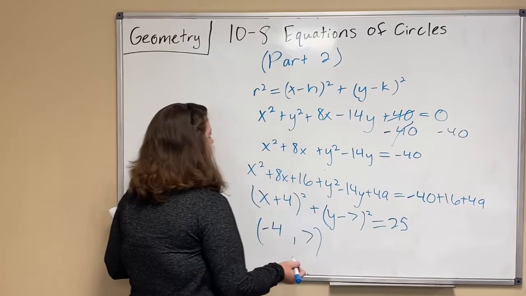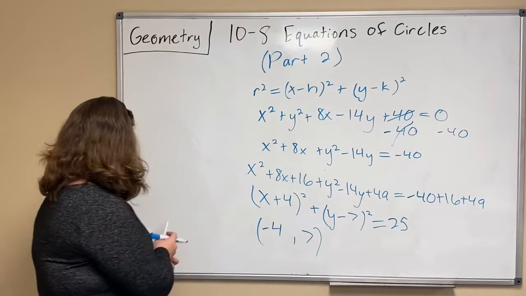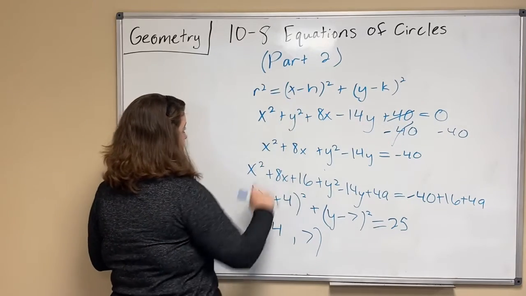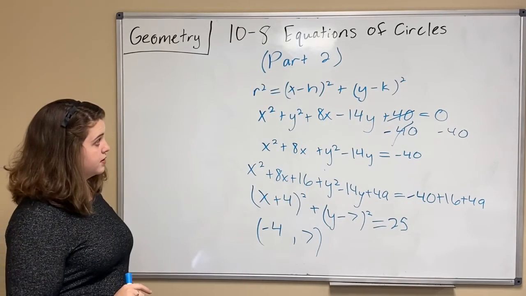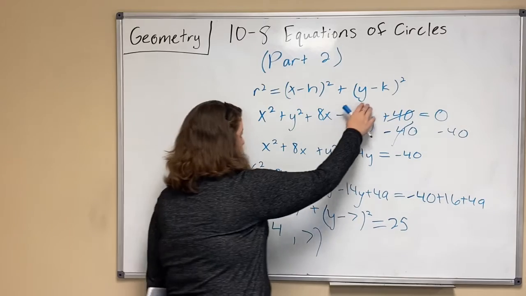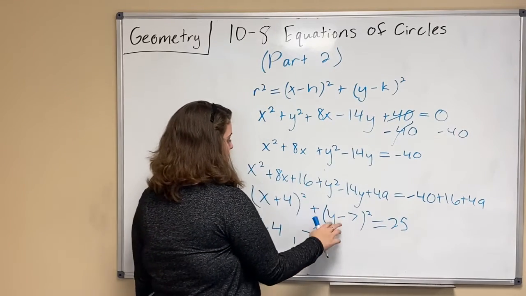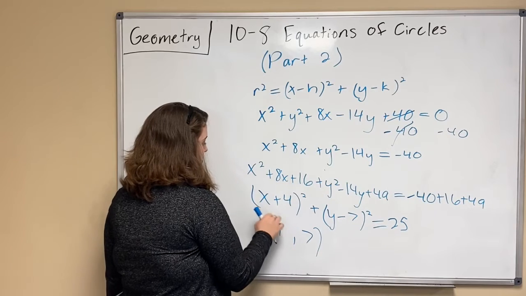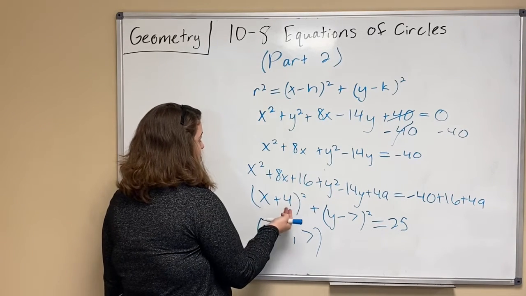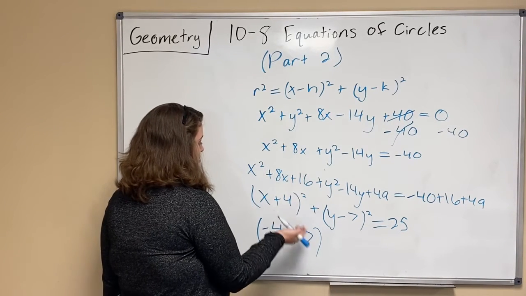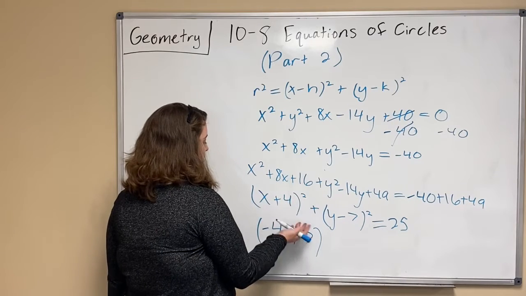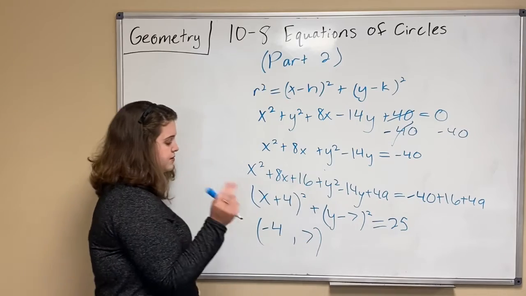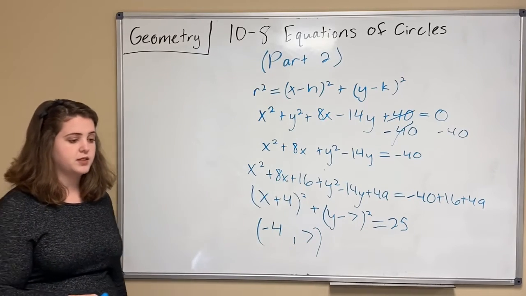The reason being is that my standard form is x minus h and y minus k. So y minus k means our k is 7. X minus, since I have x plus 4, this is essentially like x minus minus 4, because two negatives make a positive.